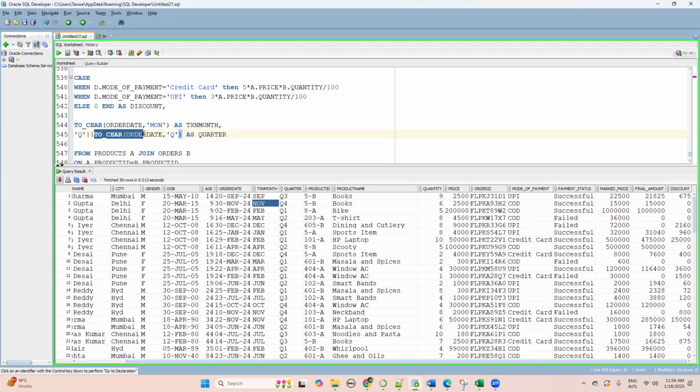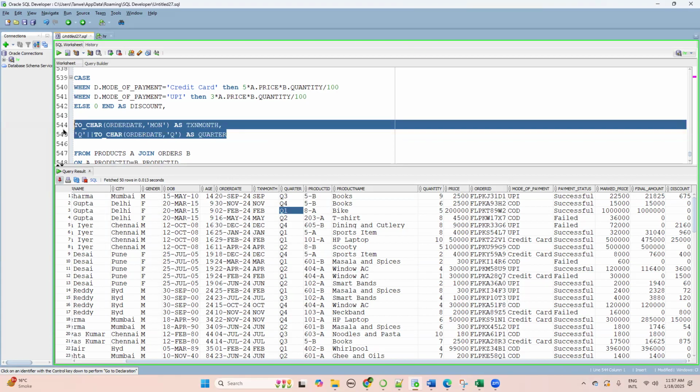Similarly, if you write TO_CHAR order_date Q, as quarter, this will give you the quarter. September is in the third quarter, it will give you 3. November is the fourth quarter, this will give you 4. February is the first quarter, it will give you 1. But I am concatenating it with Q just for better readability. So this is quarter 3, quarter 4, quarter 1. Here we have an application of the concat operator as well. Are these two lines, 544 and 545, clear? If it is not clear, tell me. I will try to repeat this.